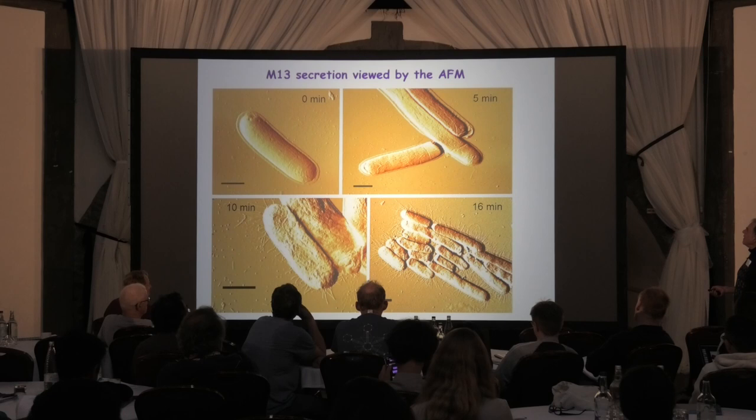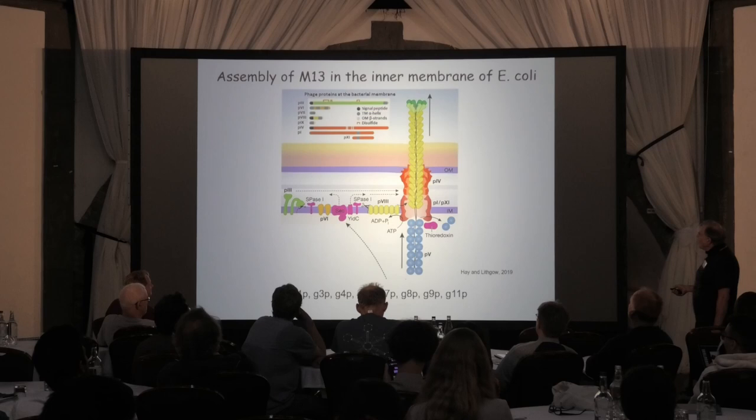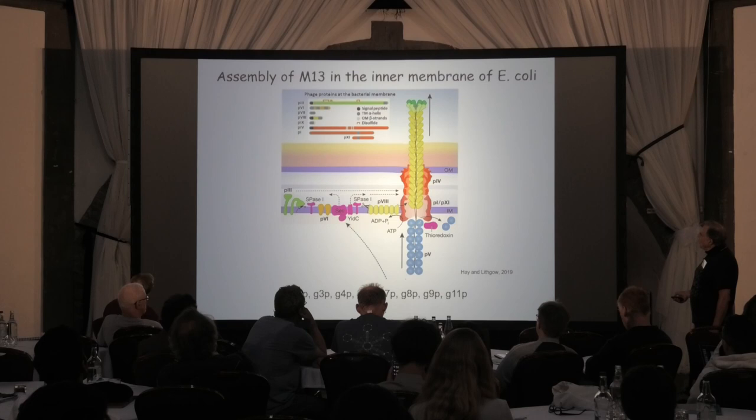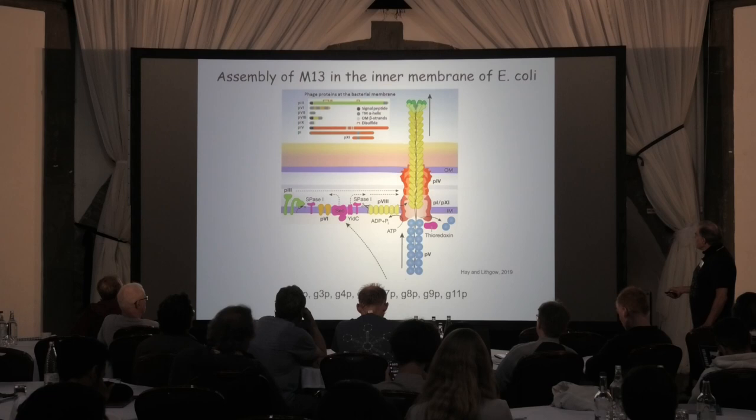So how does assembly occur? This is the model published by Kay and Lipko. You see the single-stranded DNA coated with GP5 coming to this assembly machine, the P1, P11, which binds the single-stranded DNA and accepts the different coat proteins coming laterally into the membrane, somehow sneaking through into this assembly machine.